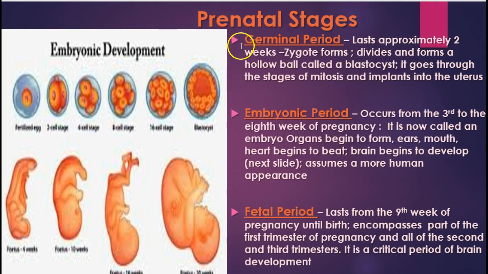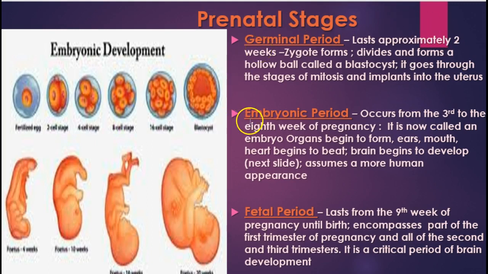So the first period of prenatal development is the germinal period, which lasts approximately 2 weeks, and it is called a zygote. It forms and it divides and forms a hollow ball called a blastocyst. It goes through the stages of mitosis, as you saw in the last slide, and then it plants into the uterus. This is the germinal period.